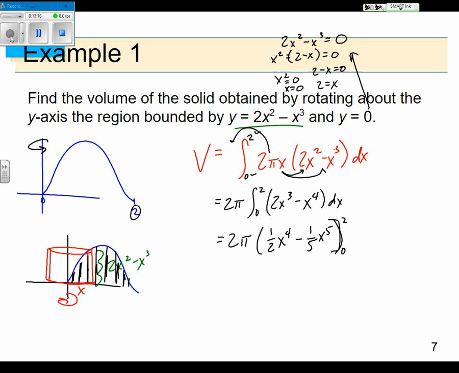So if I plug in 2 in for everything, it's going to be 2 to the 4th, 16, divided by 2 is 8. And then 32 over 5. Right? Common denominators, that would be 40 over 5. The difference of that is 8 over 5. 8 over 5 times 2 pi is 16 pi over 5. So your answers look very similar to what they did in the last section, but we have somewhat of a different method as far as getting there. Okay.